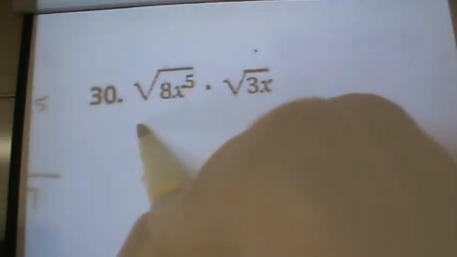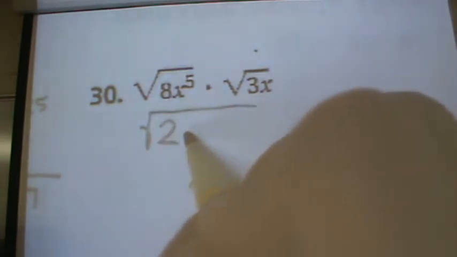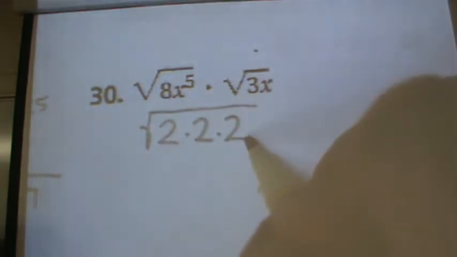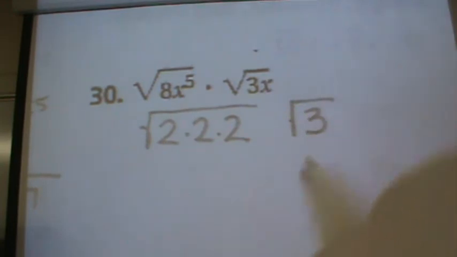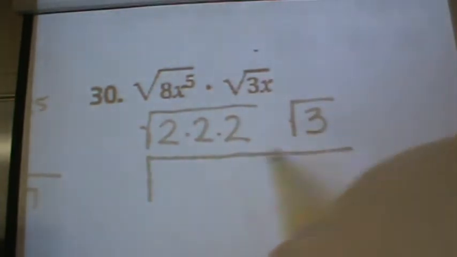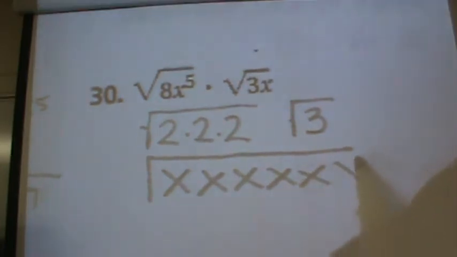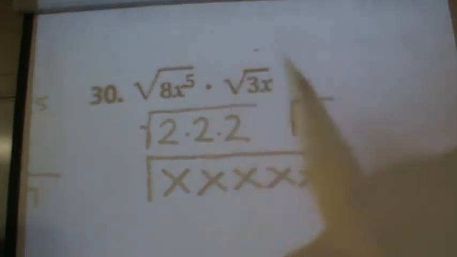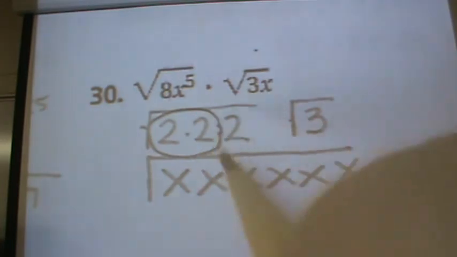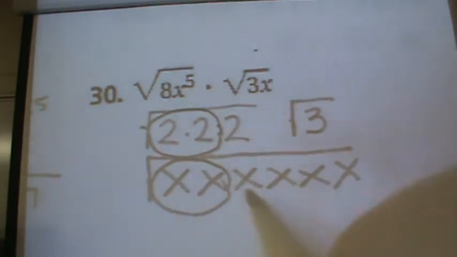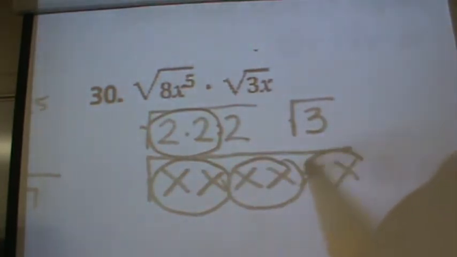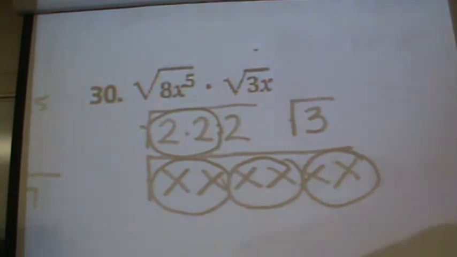How do you break 8 up? 2 times 2 times 2. How many x's do we have? 6. Now what are we looking for? 2 of a kind. There's 1. There's 1. There's 1. So what comes out? 4x to the third.